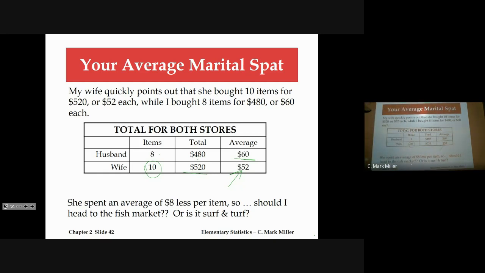So should I head to the fish market, or is it surf and turf? Does anybody have any ideas how this would happen? How can I average $10 less at the shoe store on average, $10 less at the clothing store on average, and she wind up $8 less on average when we combine the two? How is that possible? Anybody have any ideas?